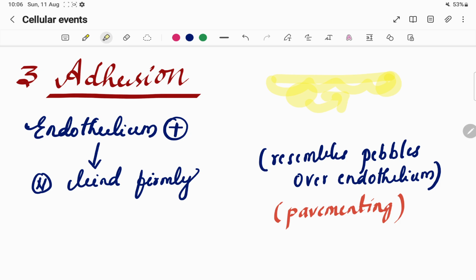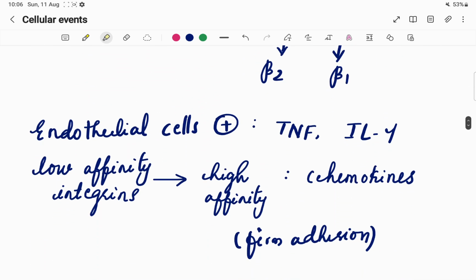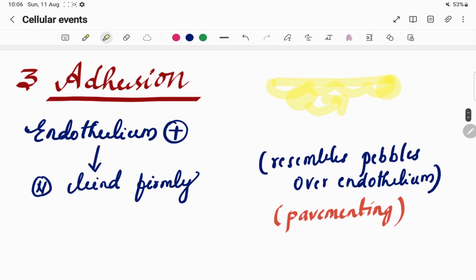So after the activation of the endothelium, how is the endothelium activated? The endothelial cells are activated by the tumor necrosis factor and interleukin 1. We said that during rolling, the chemical mediators involved were the tumor necrosis factor and interleukin 1. That is what helped the activation of the endothelial cells. And this endothelial cell activation caused the neutrophils to bind firmly.